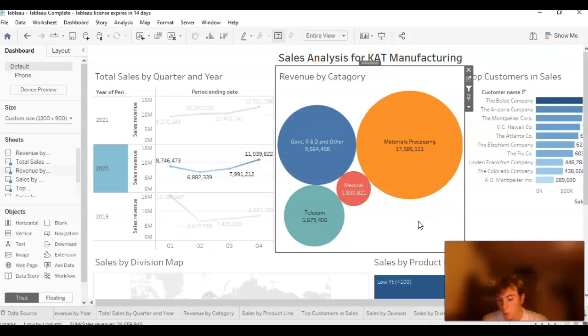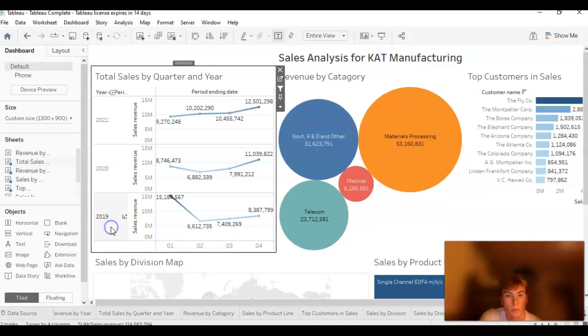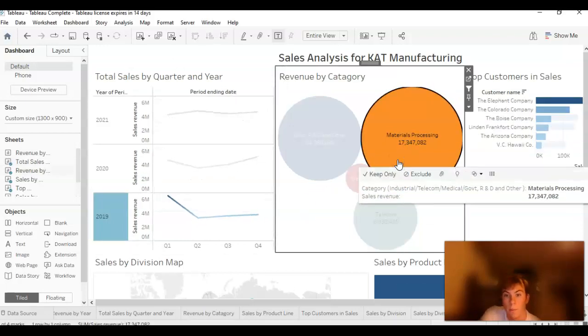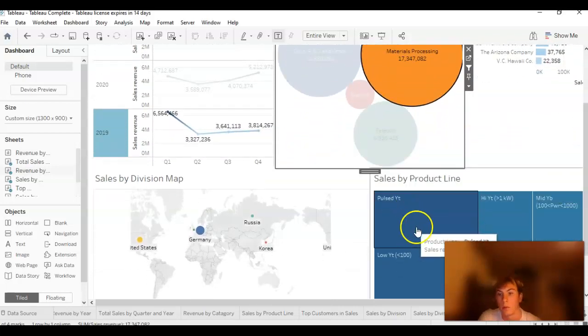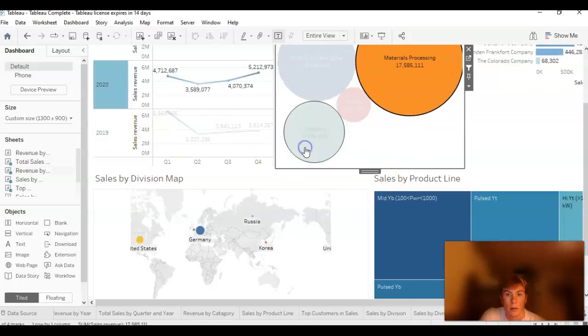Now that that's deselected, which product line had the highest sales in 2019 under the materials processing category? Again, we're concerned now with the year 2019, and the category is materials processing. So we click that, and now we just want to know what product line. It's very easy for us. We just look at the top left, which will be Post YT. You go and deselect everything again.